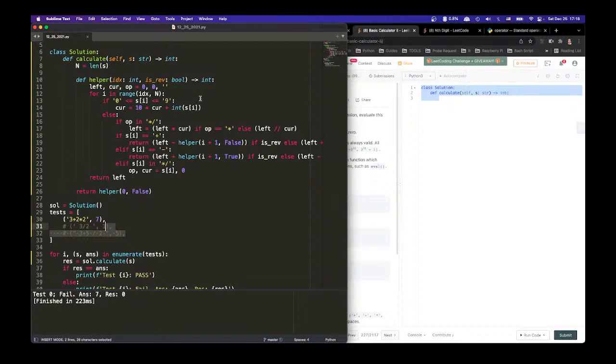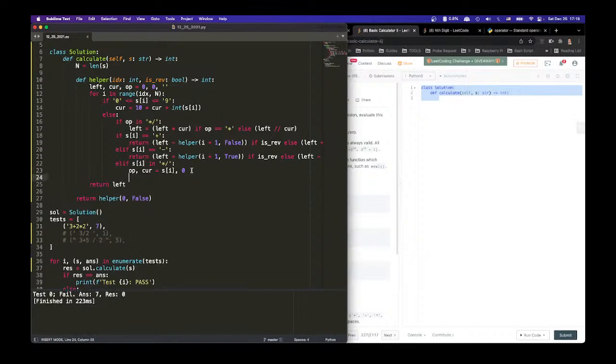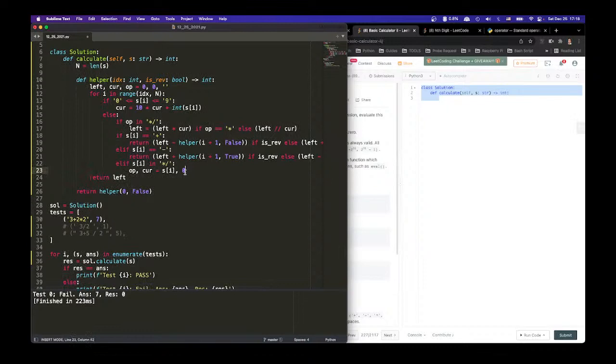Wait, what? Oh. Let's print. All right, so the idea is current should be 3, right? Current 3, and then this. Oh, I'm doing left.